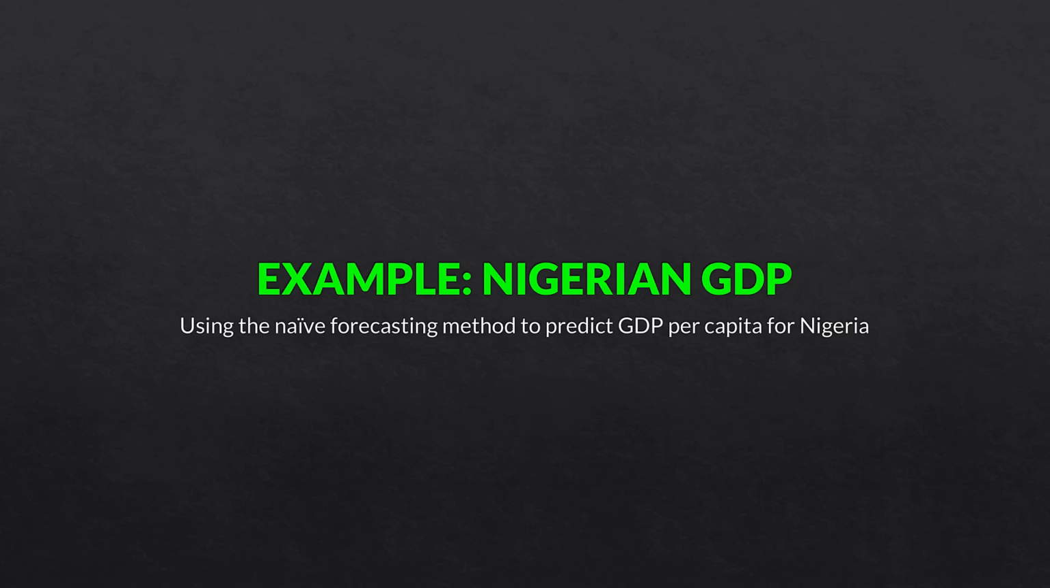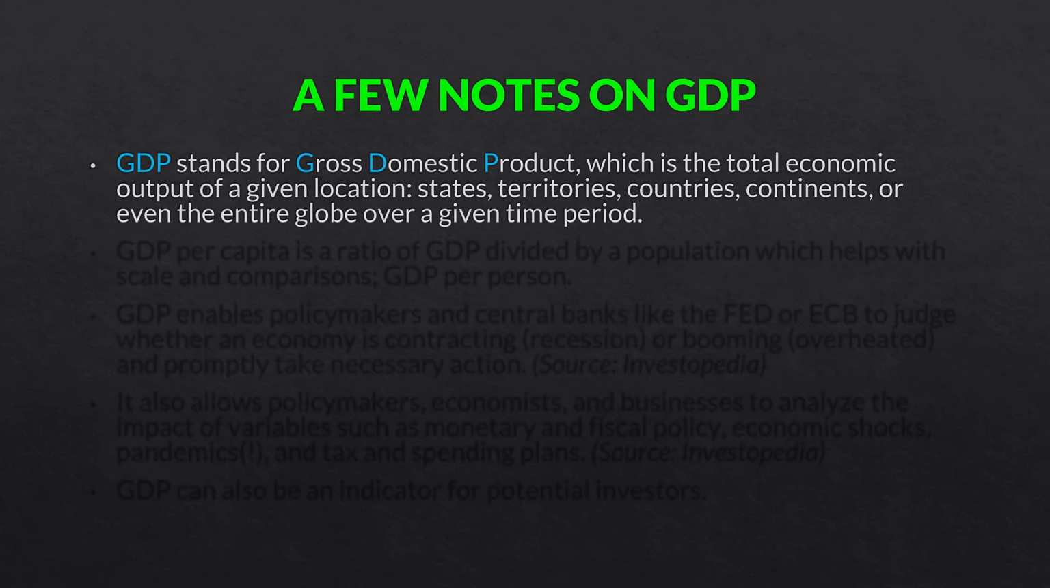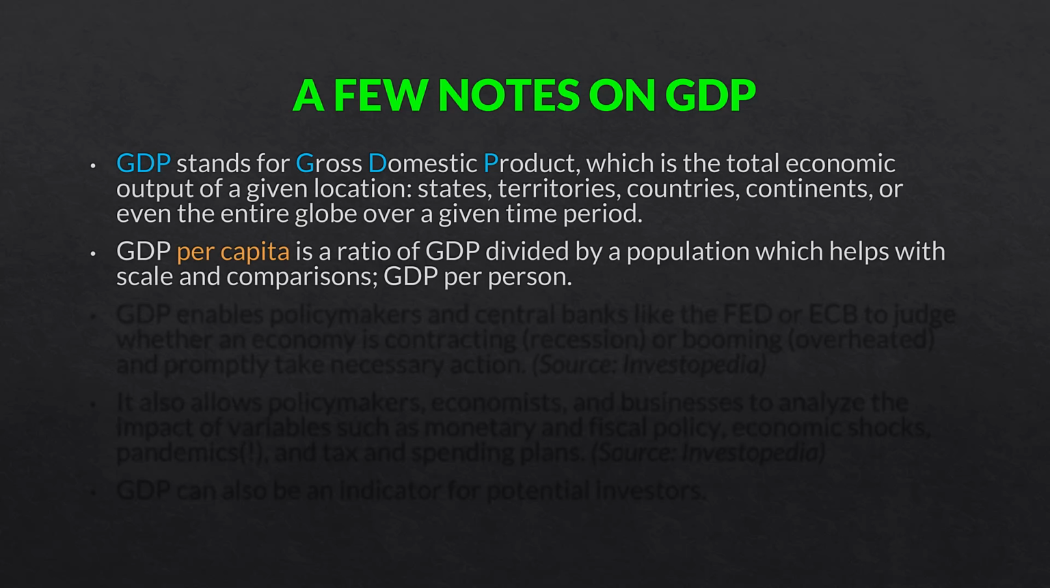Let's look at a genuine example, Nigerian GDP, using the Naïve forecasting method to predict GDP per capita for Nigeria. So a few notes on GDP to give you some context. GDP stands for Gross Domestic Product, which is the total economic output of a given location or geographic area. Could be states, territories, usually it's countries, could be continents, or even the entire globe for that matter over a given time period. So GDP per capita is a ratio of GDP divided by a population, which helps with scale and comparisons. It's GDP per person.